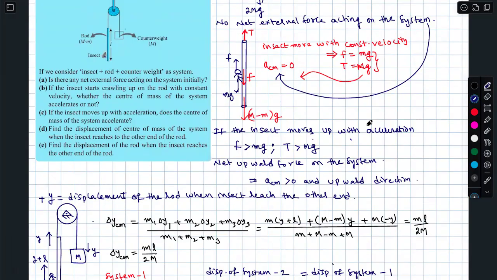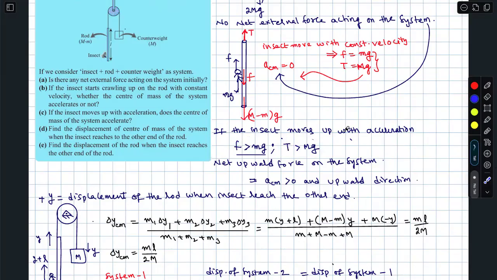Next. If the insect moves up with acceleration, does the center of mass of the system accelerate? My question is, what should be the condition for this? F must be greater than mg for this. For this to happen, F must be greater than mg. For this to happen, tension must be greater than mg. Till this point, any doubt? These two observations, please post your observations. Do you have doubt on this? F must be greater than mg. T must be greater than mg.